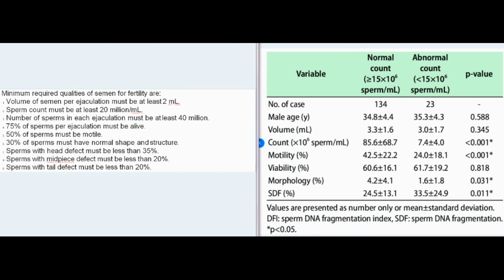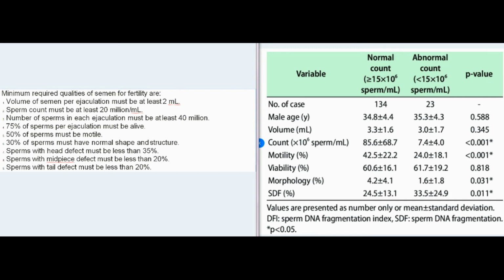Minimum required qualities of semen for fertility are: volume of semen per ejaculation must be at least 2 ml. Sperm count must be at least 20 million/ml. Number of sperms in each ejaculation must be at least 40 million. 75% of sperms per ejaculation must be alive. 50% of sperms must be motile. 30% of sperms must have normal shape and structure. Sperms with head defect must be less than 35%. Sperms with midpiece defect must be less than 20%. Sperms with tail defect must be less than 20%.